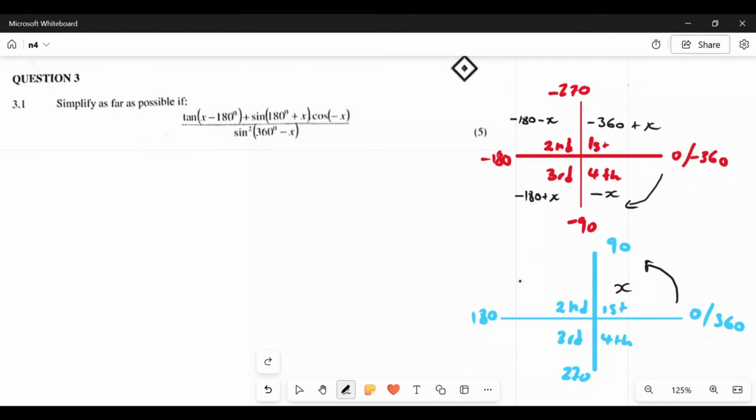Our 2nd quadrant, when you go on the positive side of the cast diagram, it's 180 minus x. And then our 3rd quadrant is going to be 180 plus x. And then our 4th quadrant is 360 minus x. So these here are the cast diagrams. Again, I need to add something here because our question has 180 and 360. You're going to use the 180 rule.